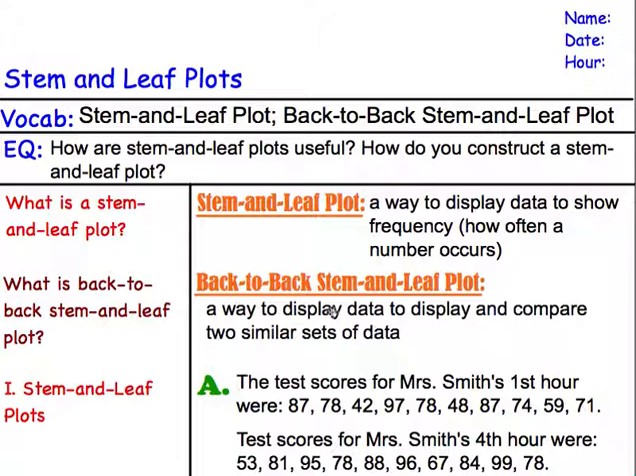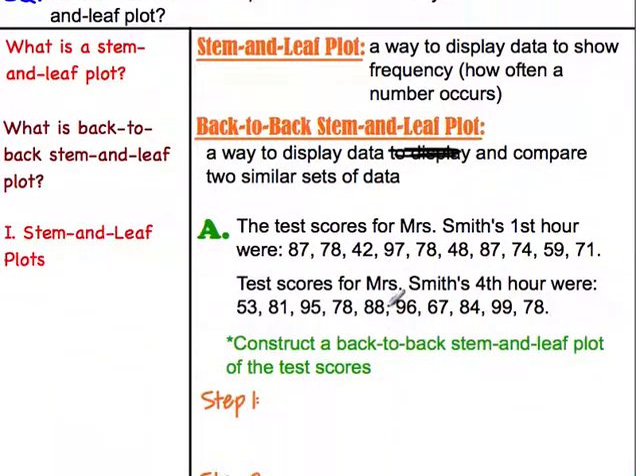Now a back-to-back stem and leaf plot is a way to display data, this shouldn't say to display again, and compare two similar sets of data. So let's go ahead and cross that second piece off. I apologize. Now we're going to take a look at our first example here.